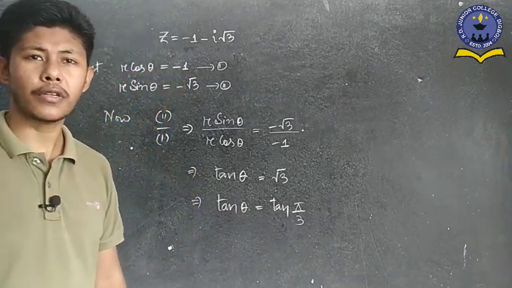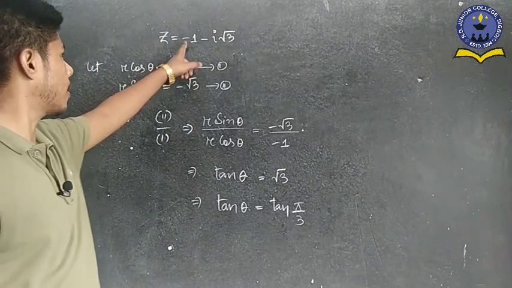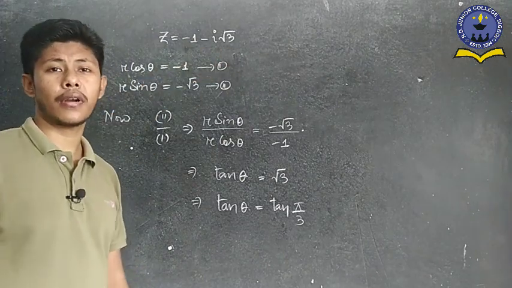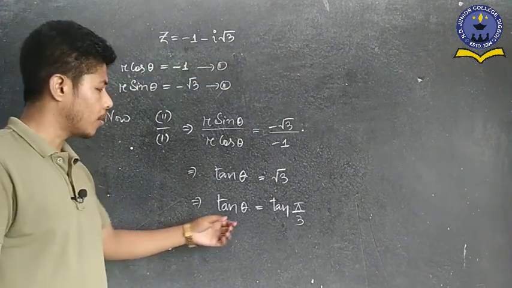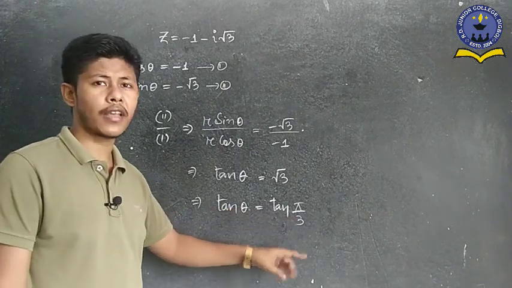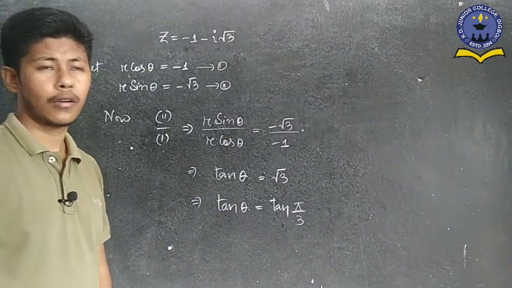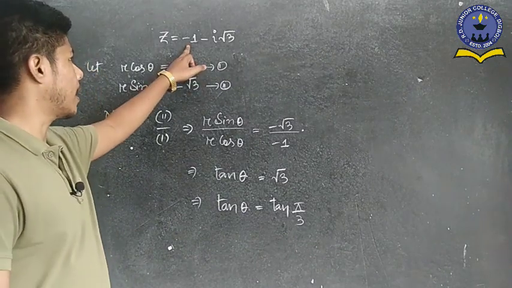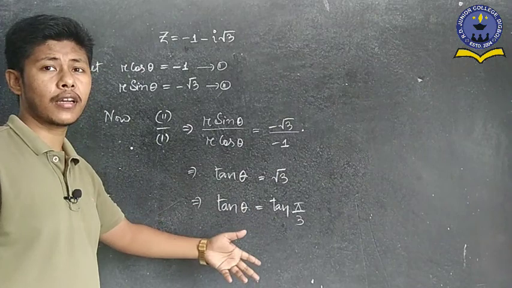Pi by 3 lies in the first quadrant, but we need which quadrant? We need the third quadrant, isn't it? So that's why we have to rearrange this result. If we write theta equals pi by 3, then our answer is wrong here. Why? Because the angle lies in the third quadrant.